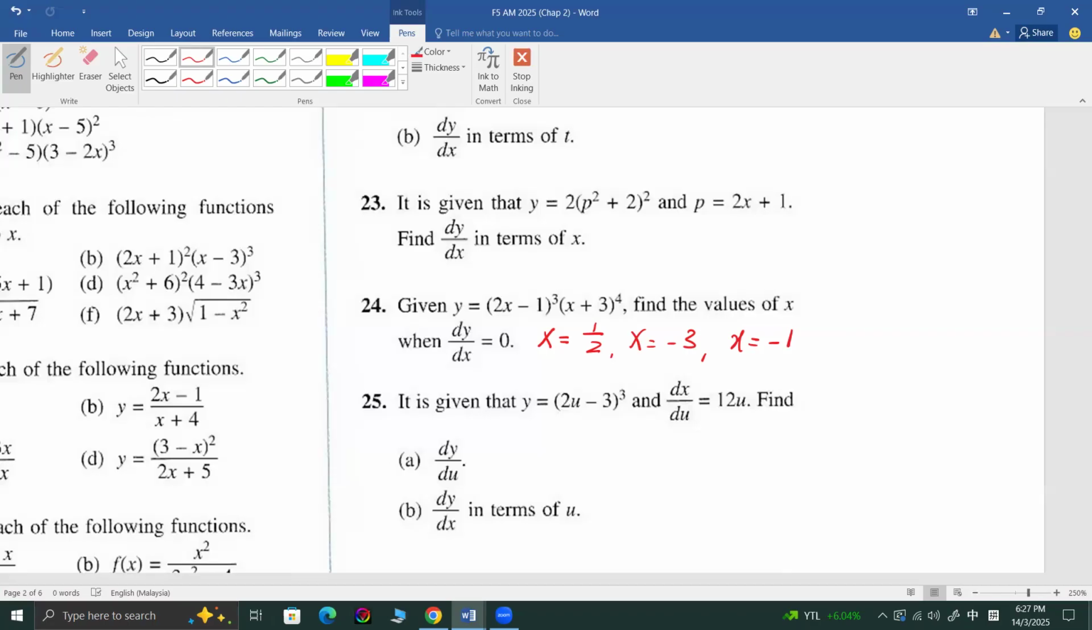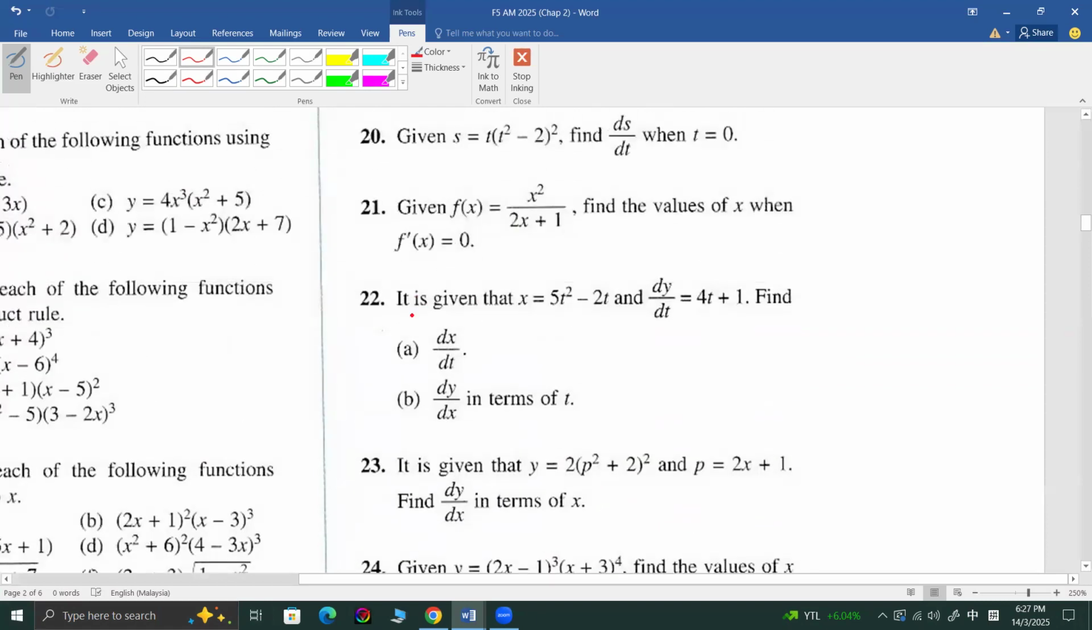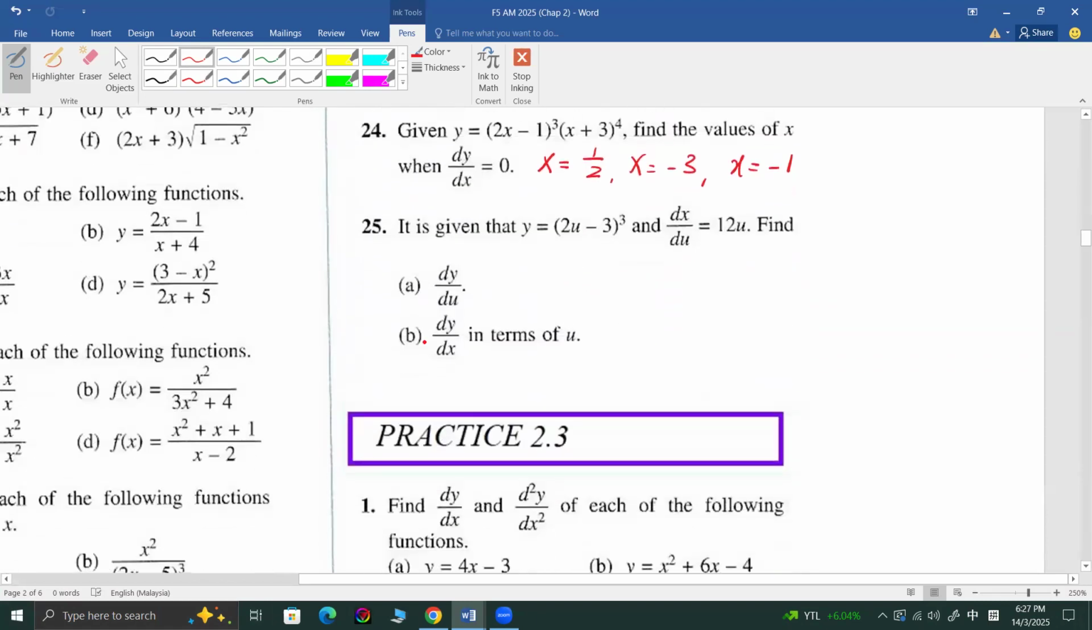And also question 25, see, in terms of u. Here you do dy/du, and dx/du is given. Okay, so remember to get dy/dx, you do like just now. Question 23, question 22, you refer to that. So mark down question 25 as homework also. And I write the answer to show you, copy down the answer.